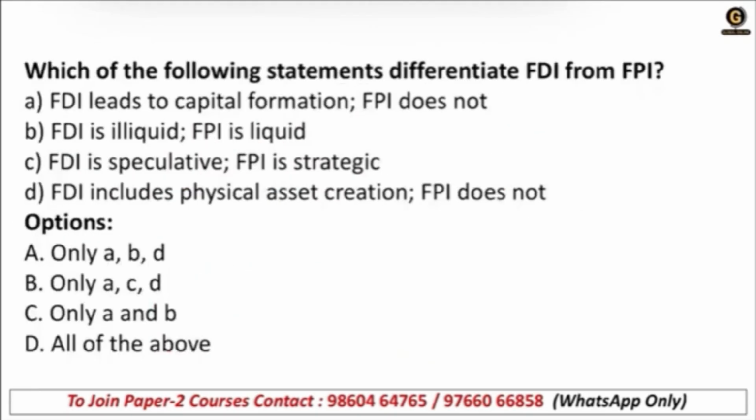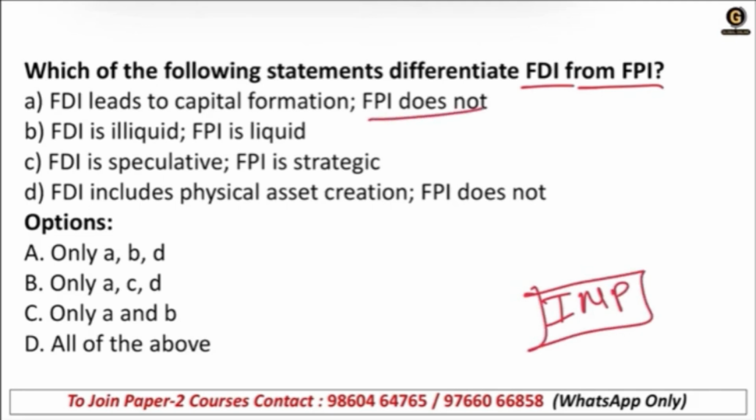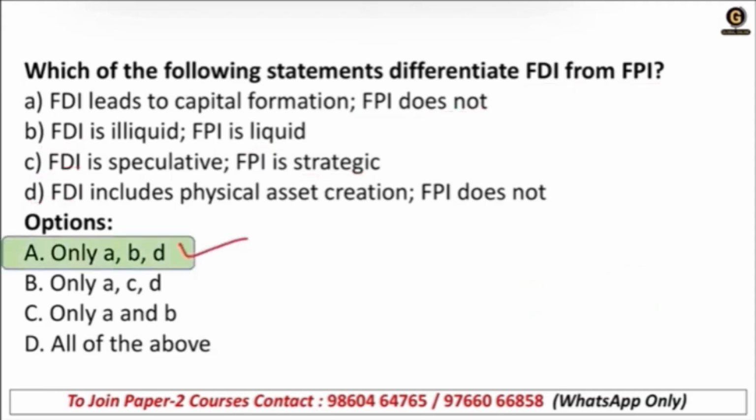Okay, next, which of the following statements differentiate FDI from FPI? This is very important, and we should mark it as important. FDI leads to capital formation, FPI does not. FDI is illiquid, FPI is liquid. FDI is speculative, FPI is strategic. FDI includes physical assets creation, FPI does not. Okay, so the right answer is option A, that is A, B, D.